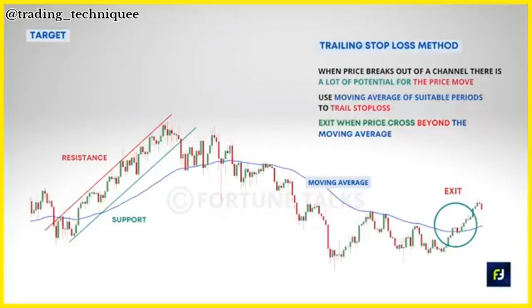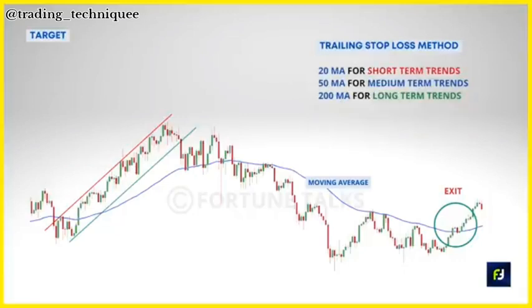The central idea of this concept is that when a price breakout or breakdown forms a channel or simply a consolidation, there is a good chance that the trend will continue for a longer period, and you can benefit enormously if you trail your stop loss. You will exit the trade only when the price crosses the moving average. So for short-term trends, you can use 20-period moving average. For medium-term trends, you can use 50-period moving averages. And for longer-term trends, you can use 100 or 200 moving averages.